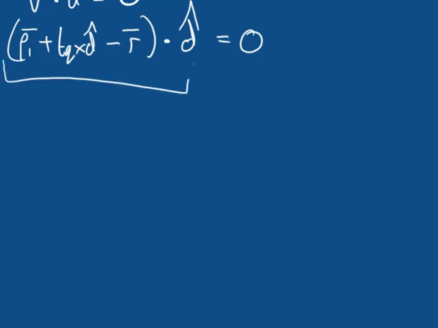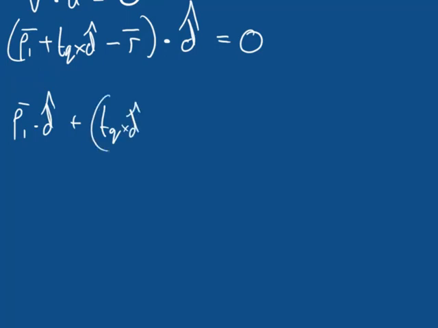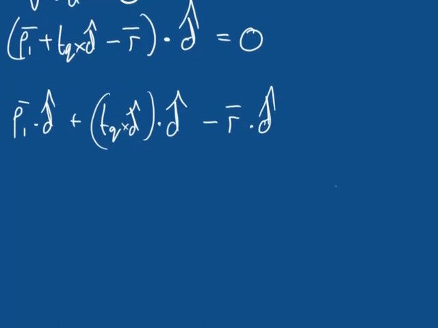So if we expand this equation, I need to find p1 dotted with d, plus tq times d dotted with d, minus r dotted with d. So we're going to get p1 dot d plus tq times d dot d minus r dotted with d. Now the fact that we can expand this may seem a little confusing. I'm going to explain why we can expand it like this in a second when we have an easier example. In fact, allow me to do it now.